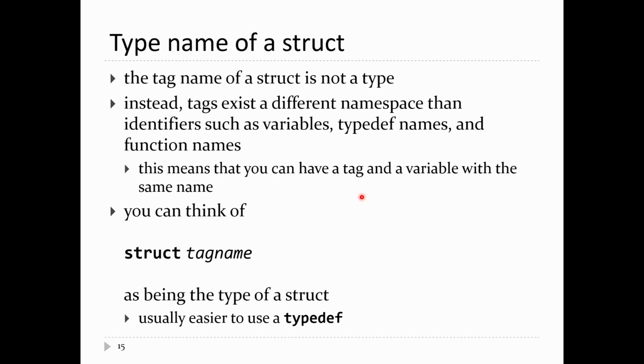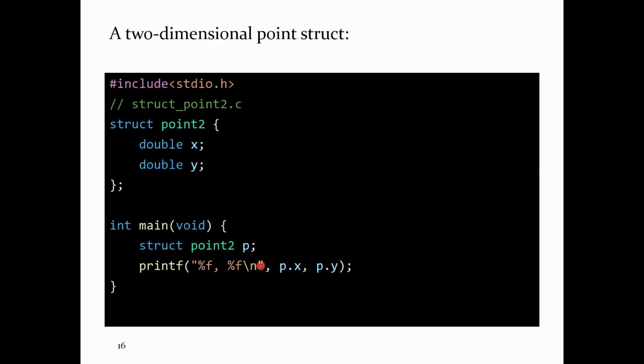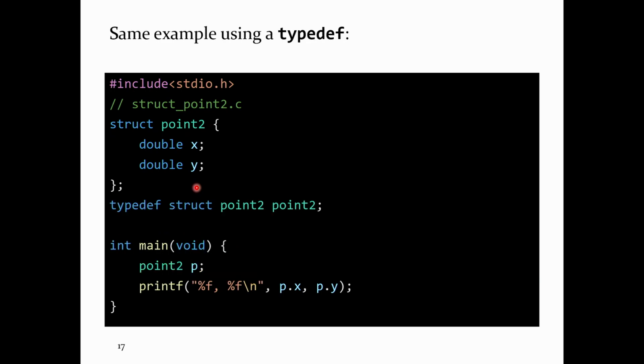What that means is you can have a tag and a variable with the same name. So I can have a variable called point2, or I can have a typedef called point2, and I can have a structure with a tag point2, all in the same program. So when you're working with structures, the type of the variable that you make is struct tag name, which gets really awkward to write, which is why you want to use a typedef.